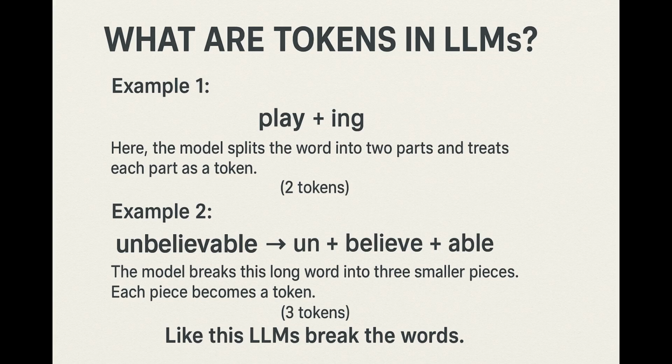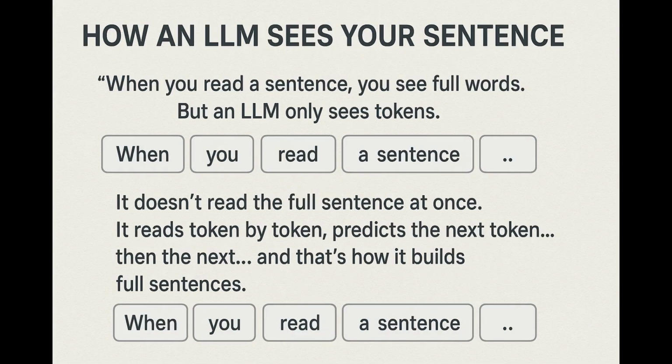In example 2, we have the word unbelievable. The model breaks this long word into three smaller pieces: un plus believe plus able. Each piece becomes a token, so it generates three tokens. Like this, an LLM breaks text into tokens.